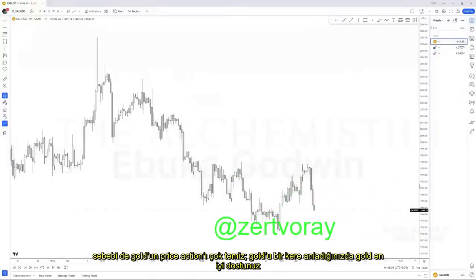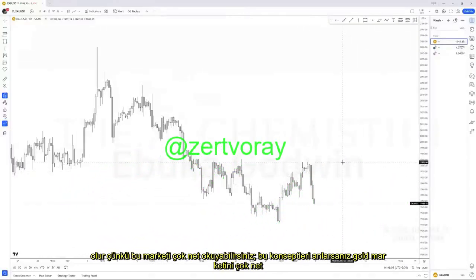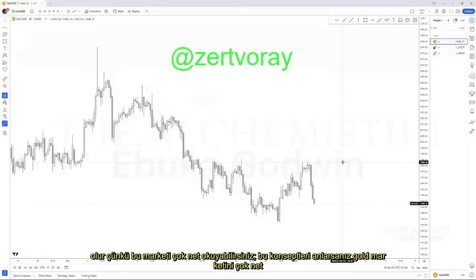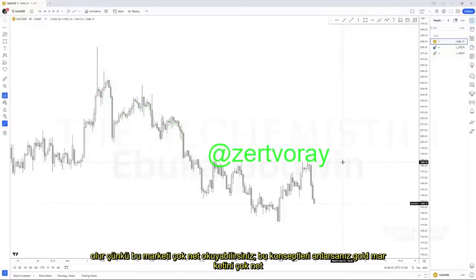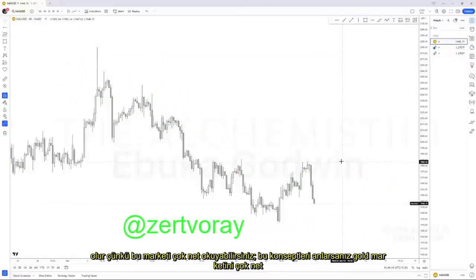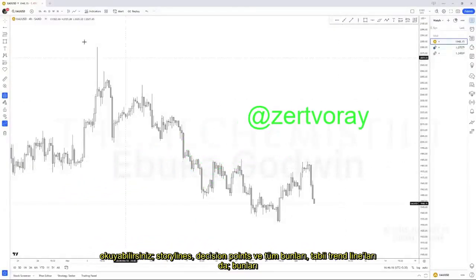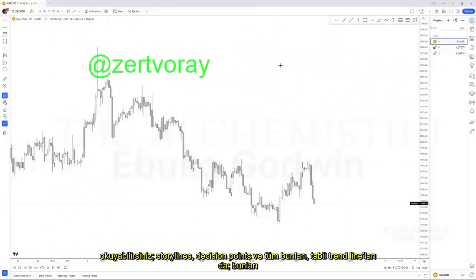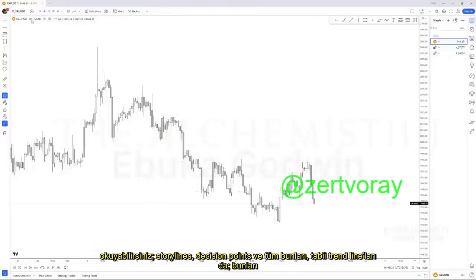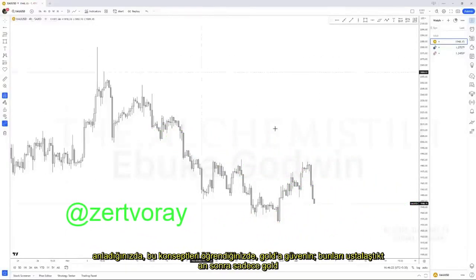You can read the gold market very clearly if you understand these concepts of storylines, decision points, and all of that. And trend lines, of course. So if you understand those concepts, trust me, after you master this stuff, you're only going to trade gold. I can guarantee you that. And you will fall in love with gold.